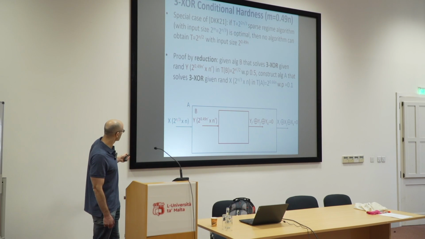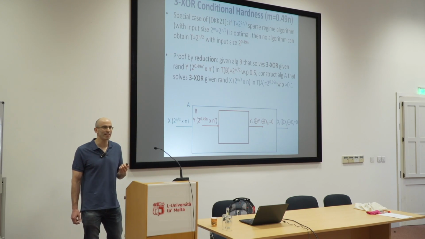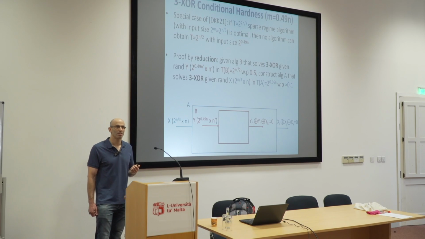that gets a matrix in the sparse regime of dimensions 2 to the n over 3 times n, and it spits out a 3 XOR for the sparse regime. So we want to design this reduction. Is this setting clear?